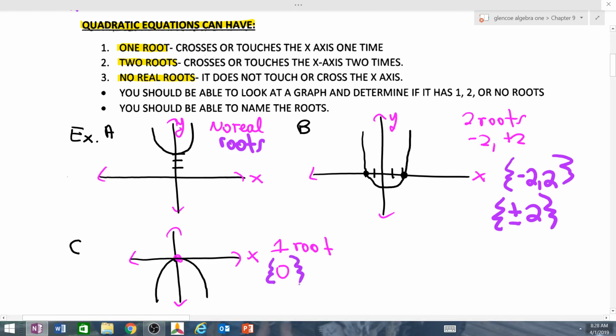So let's not confuse anything. Let's say it this way. They can have 1 root, 2 roots, or no real roots. Let's not say 0 roots because 0 may actually be part of the solution. All right. Anybody have a question on that? Y'all with me? We're good?